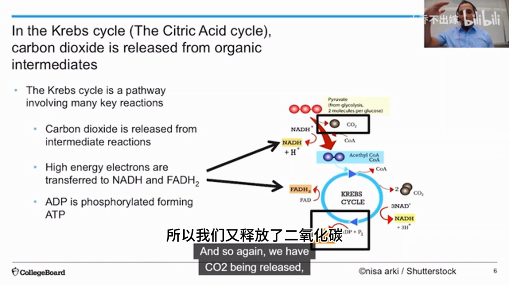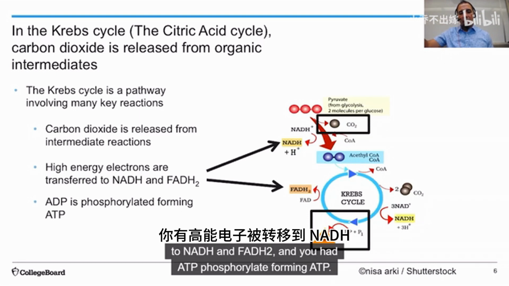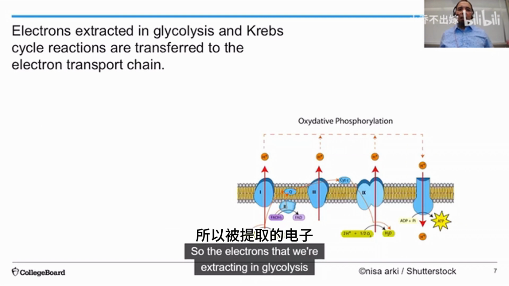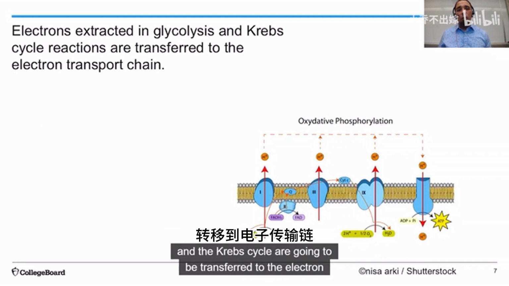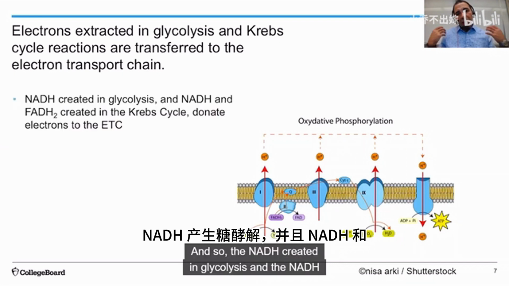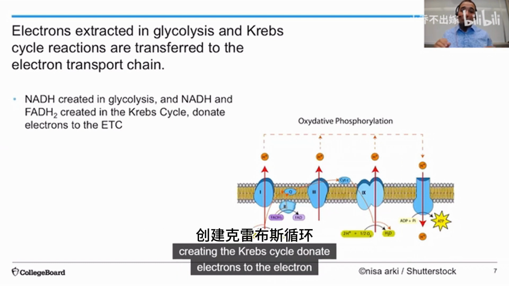And so again, we have CO2 being released, you have high energy electrons being transferred to NADH and FADH2, and you have ADP phosphorylated, forming ATP. So let's talk about those electrons. The electrons that were extracted in glycolysis and the Krebs cycle are going to be transferred to the electron transport chain. And so the NADH created in glycolysis and the NADH and FADH2, again, trying to keep those straight, created in the Krebs cycle, donate electrons to the electron transport chain.